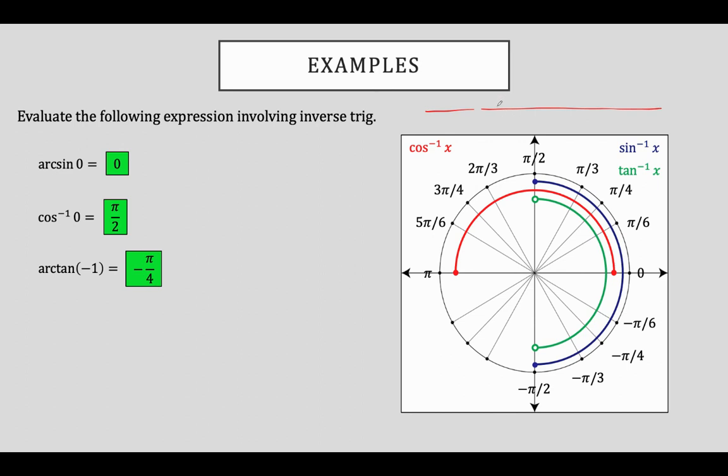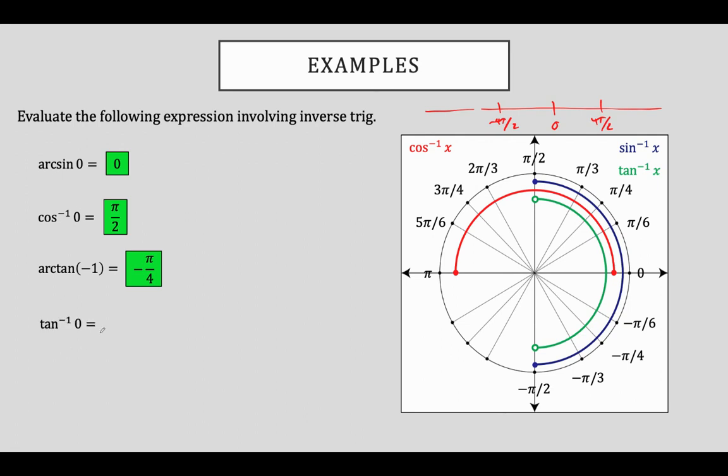Again, here I have negative pi over 2, 0, pi over 2. On this number line, is 7 pi over 4 between negative pi over 2 and positive pi over 2? No, 7 pi over 4 would be way out in this region here to the right. Okay, so the correct answer is negative pi over 4.